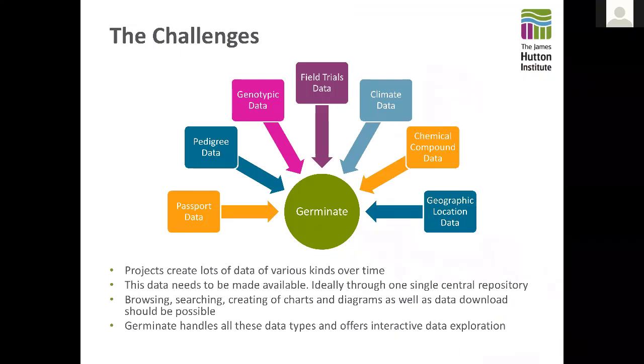So yeah, Germinate will store quite lots of different data types. You've got passport data, pedigree data, obviously genotypic data, which is important to us when we're talking about tools like Flapjack, field trial data, and so on. The concept for Germinate was that projects gather lots of different types of data over time. You need to make that data available, ideally through a single repository. And if you've got all that data in one place, it makes a lot of sense to do as much of the browsing, searching and visualization as you can in the same place.